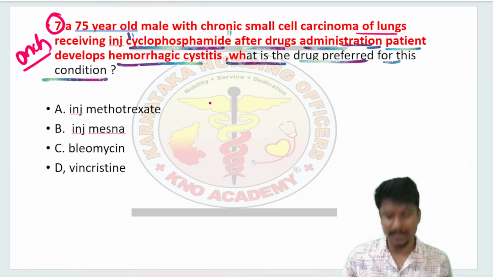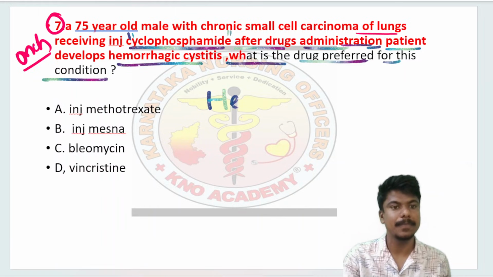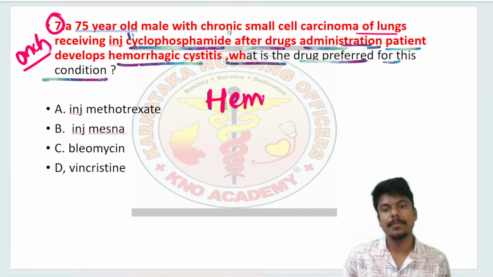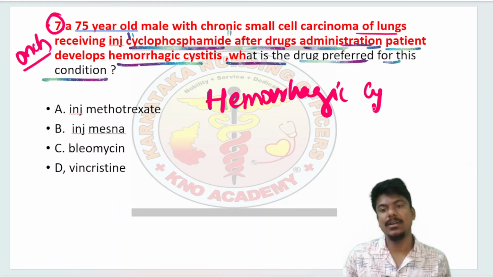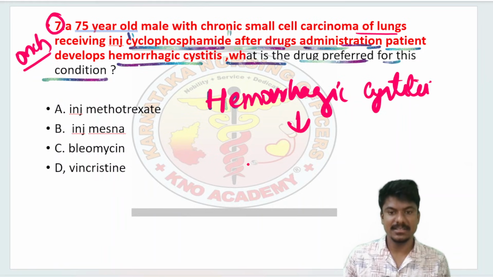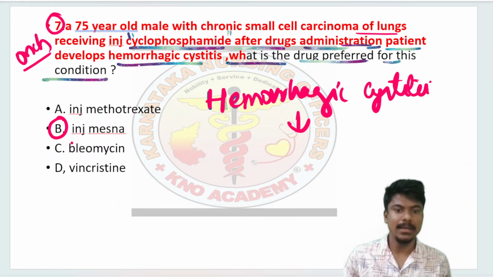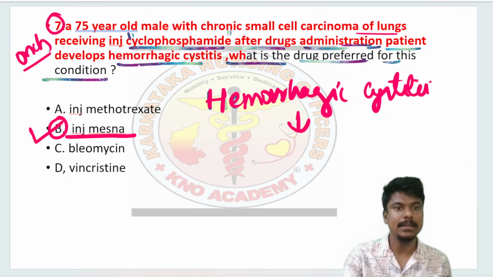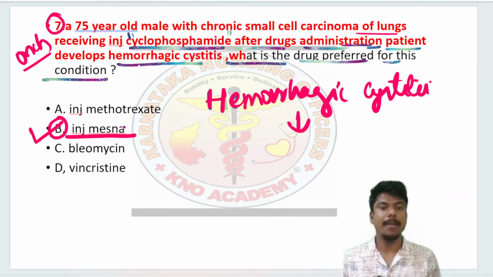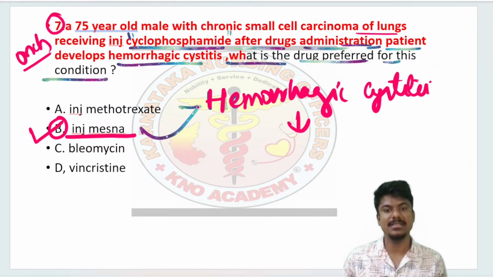Here the examiner is asking you the drug used in hemorrhagic cystitis, an antidote for hemorrhagic cystitis. That is your option number B. Injection mesna is the drug of choice. In case of hemorrhagic cystitis, injection mesna is the drug of choice.